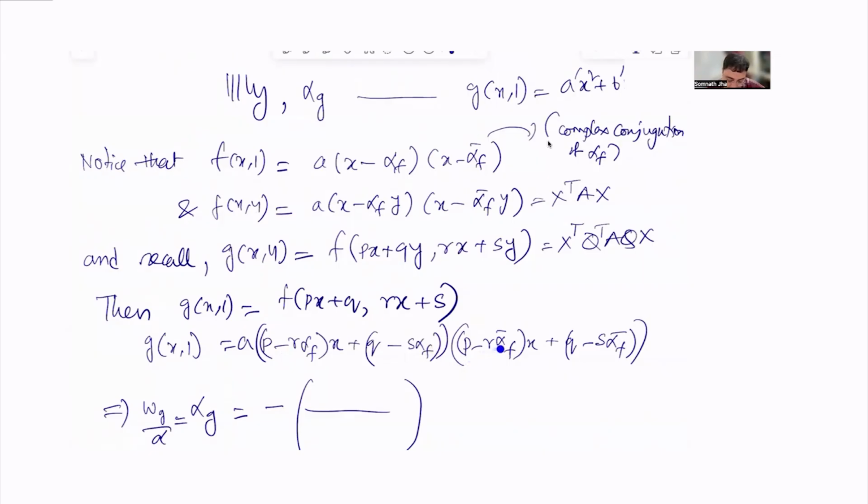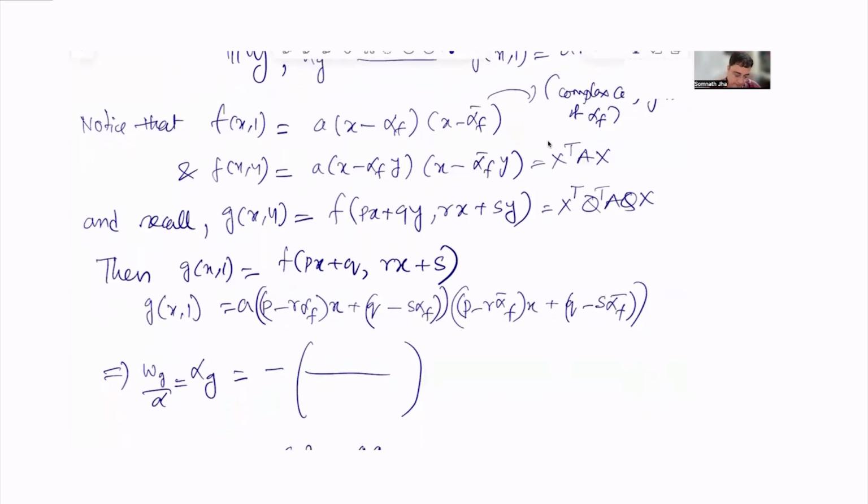And here also p minus r into alpha f. So you just take the bar here, right? Instead of alpha f, you put alpha f bar here, whatever it is. See, if you put f of px plus q here, then you get a into px plus q minus alpha f into rx plus s. So then you combine the x terms, then you get p minus r into alpha f into x, and q minus s into alpha f. And similarly here, you just take the bar.